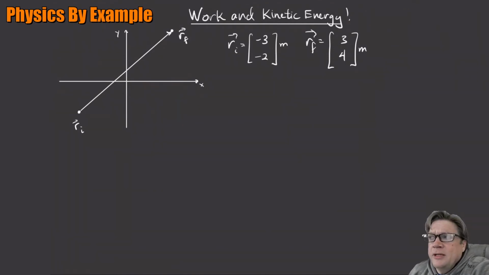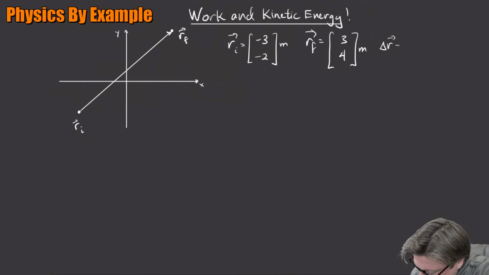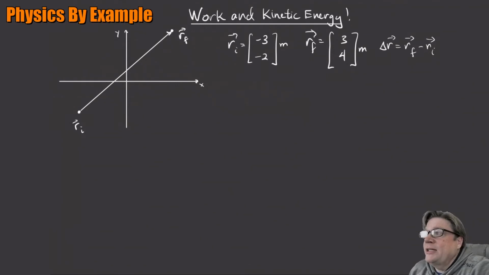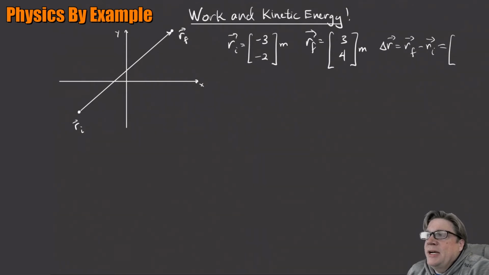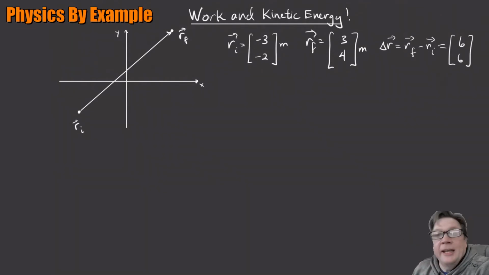One thing we're going to want to know is, what is the displacement? This is way back at the beginning of the course of study. So delta r is final minus initial, right? So if I subtract those two vectors, here's what I get. 3 minus a minus 3, 6. 4 minus a minus 2, 6. So my delta r is the vector 6, 6. That kind of makes sense, right? It looks like it's 6 to the right and 6 up from where it started, so that looks about right.